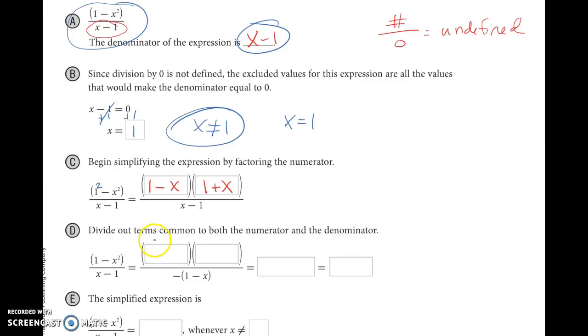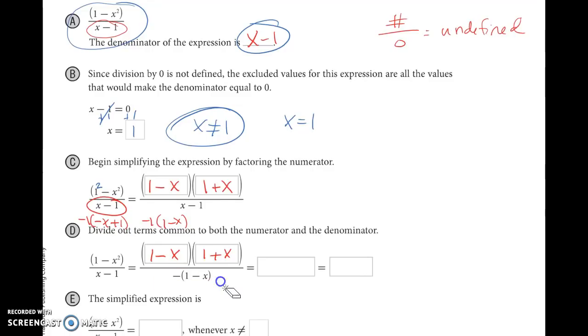And now it says divide out the terms common to both the numerator and the denominator. So our numerator here, we have 1 minus x, 1 plus x. And then what they did on the bottom, if you look, we went from x minus 1 to a negative out front. What they did was they divided out a negative. And if you divide out a negative, what's a positive divided by a negative? A negative. And a negative divided by a negative is a positive. And then they just rearranged that. So they put the negative on the outside and they put the 1 minus x. And that's how they got this denominator down here.